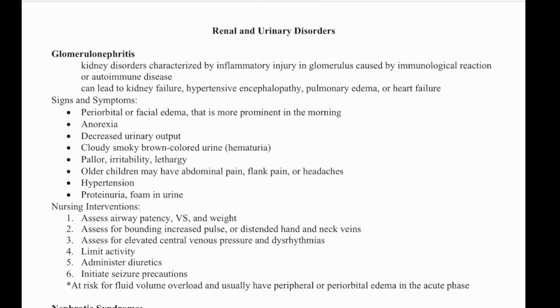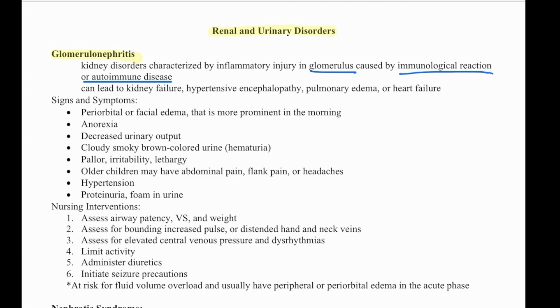Let's talk about pediatric renal and urinary disorders. So the first disorder we're going to talk about is glomerulonephritis. This is a kidney disorder characterized by inflammatory injury to the glomerulus caused by immunologic reaction or autoimmune disease. This can lead to kidney failure, hypertension, encephalopathy, pulmonary edema, or heart failure.